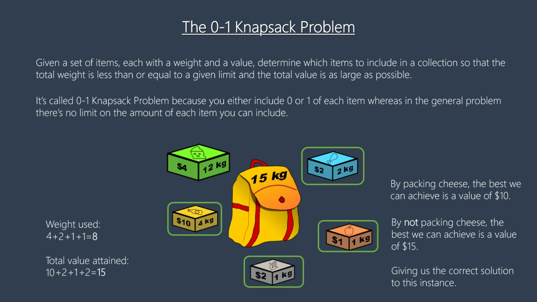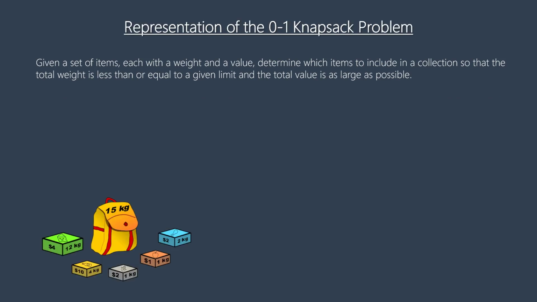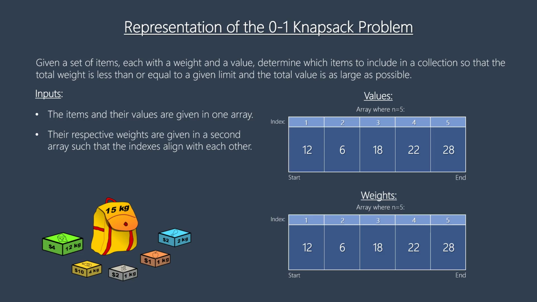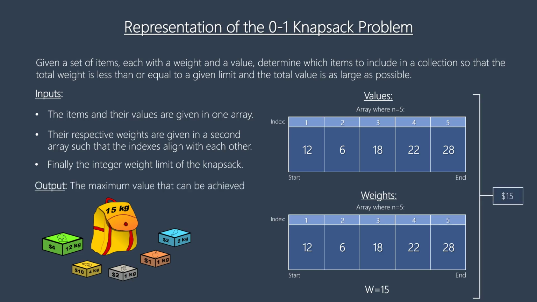Before we have a look at the algorithm for this problem, let's first have a look at the representation of this problem. For the input to this problem, we'll have the items and their value given in one array, with the index representing what the item number is. Unlike in all our previous examples, we're going to start our indexing at 1, just to make things easier to understand. This won't change anything about the actual algorithm. So we also have a second array containing the item's weights, again indexed by the item number. Our last input will be the integer weight limit of the knapsack, and the output of this problem will be the maximum value that can be achieved given all of these inputs.